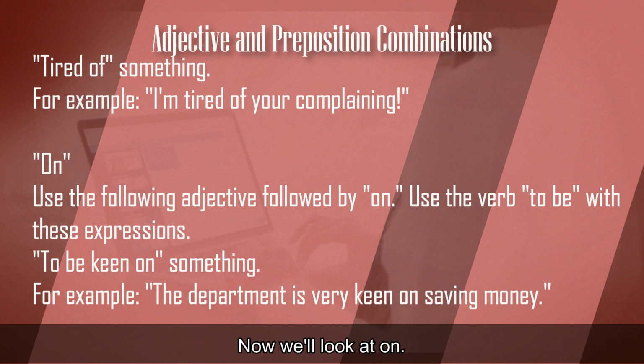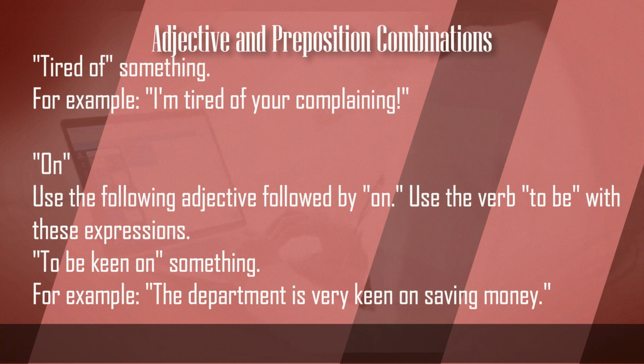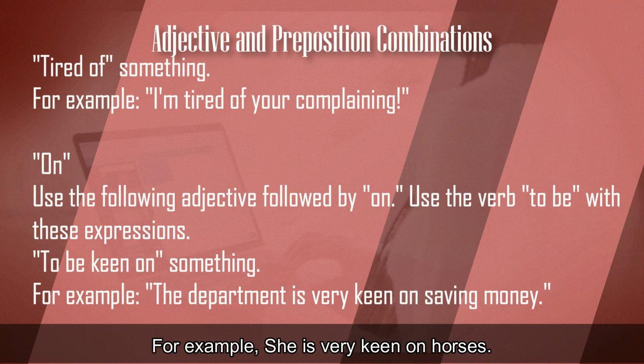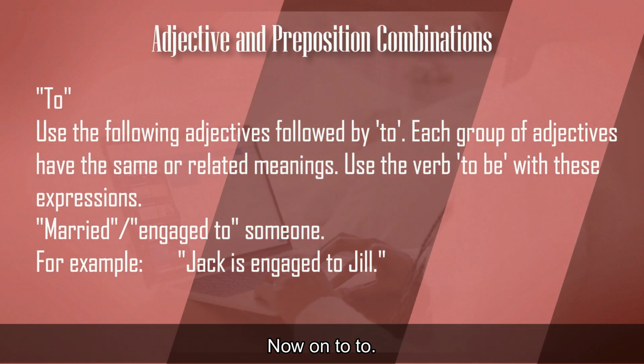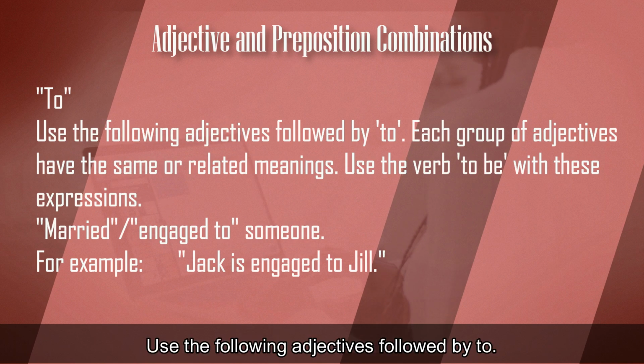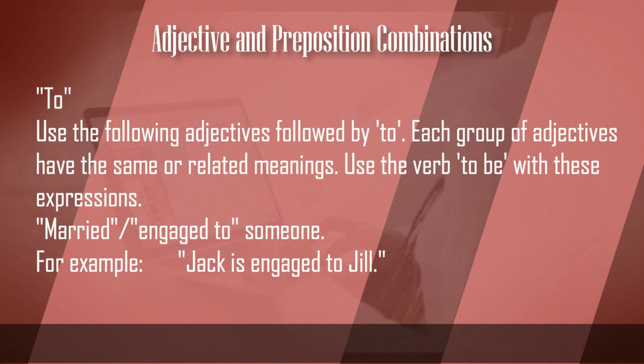Now we'll look at on. Use the following adjective followed by on. The only example we have here is to be keen on something. For example, she is very keen on horses. Now on to the preposition to. Use the following adjectives followed by to. Also remember to use the verb to be with these expressions.